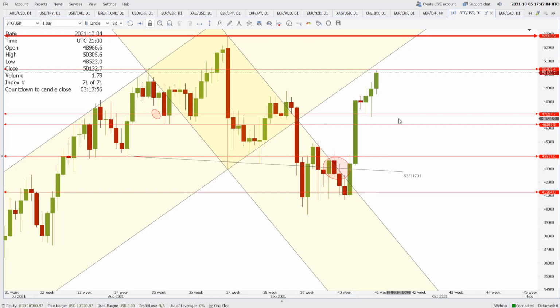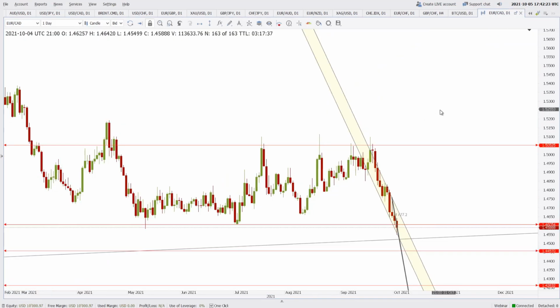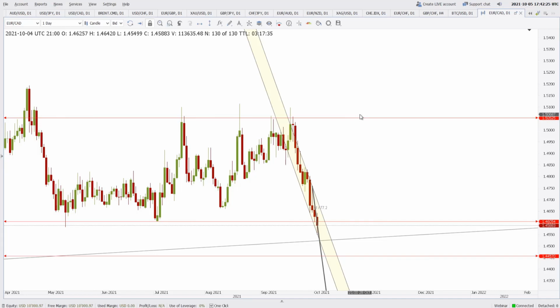Some sellers may be trying to exit their positions today, and if it continues its journey towards the higher side, then 50,405 is what we need to see on a closing basis. If the candle closes higher than this, then 52,883 will be exposed, which is the recent high made in this market.